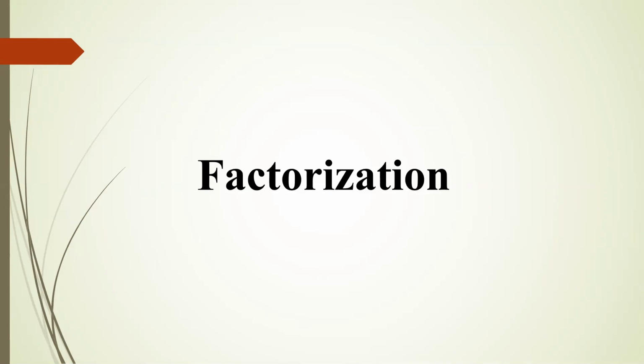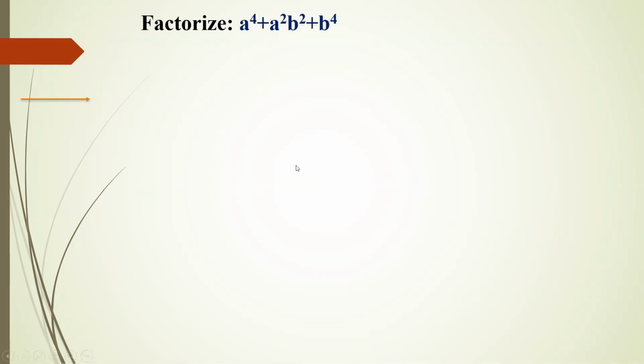Now, today we discuss a little bit different type of factorization. Okay, so let's look at this expression here. If you try to remember the rules of factorization, if I start taking the common factor here, in this expression there is no common factor at all, right? We cannot even use a square minus b square, a cube plus b cube, or a cube minus b cube.